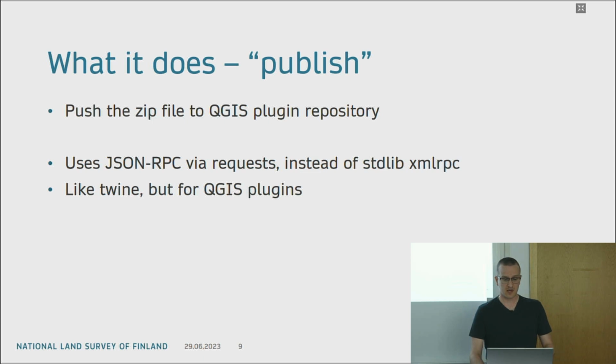And the next command is the publish command, which is very simple, comparable to Twine, which just pushes your package to the QGIS plugin repository. We created this in addition to the library we used previously because we had issues in our environment with proxies, because the XML-RPC library is not that well supported. So this one uses requests via JSON-RPC, so that works with the standard proxy environment variables.